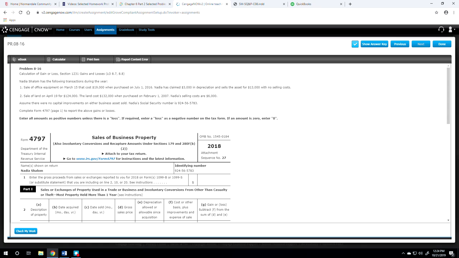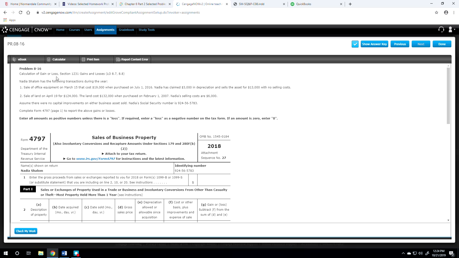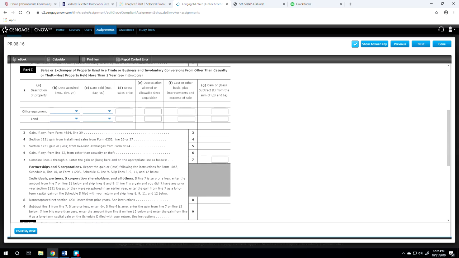Okay, so what I would recommend doing so that you can see the information, this information that's right here, maybe have it in front of you somehow, like copy and paste it and put it somewhere, because I'm going to be referring to that, but I can't show this while I'm down here working. So I'm using all this information right here to fill out the form. So we've got the office equipment and the land, and they give us all the information that we need. We're going to fill it out here.